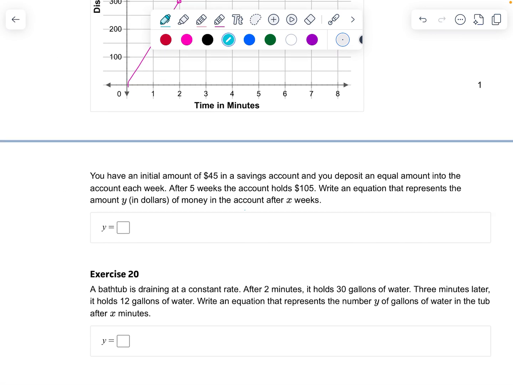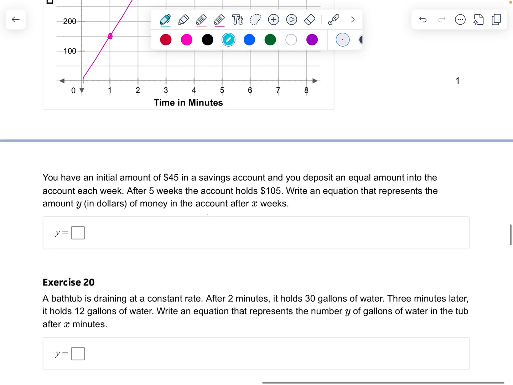Here we go. We're on number 19. You have an initial amount of $45 in a savings account, and you deposit an equal amount each week. After 5 weeks, you have $105. Write an equation that represents the Y number of dollars in the account after X number of weeks. We have to figure out how much you're getting every week. You started with 45, so Y equals something times X plus 45.